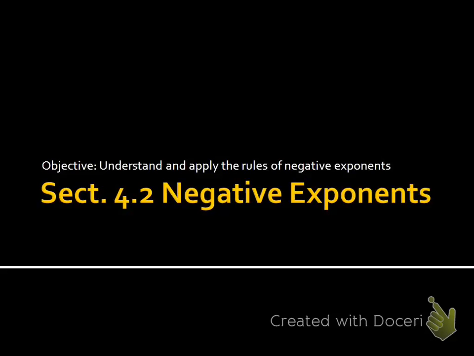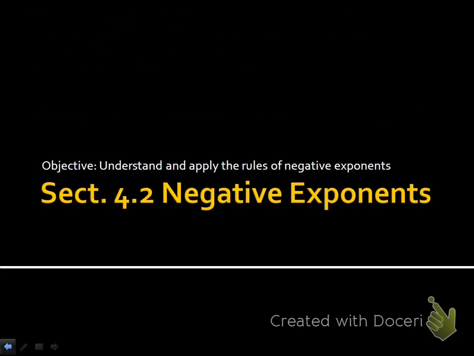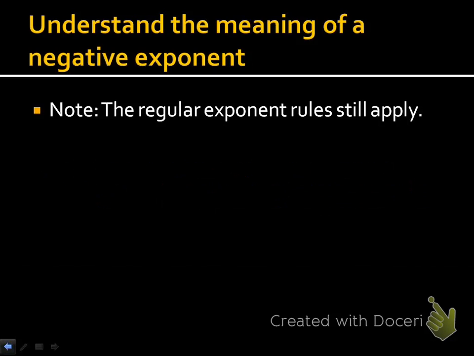Okay, is this going to be a hard section or a difficult chapter? Negative. Let's start section 4.2 on negative exponents. Understand the meaning of a negative exponent. Note, the regular exponent rules still apply. The same rules of exponents still apply to negative exponents, okay? So I don't want you to worry about that at all.